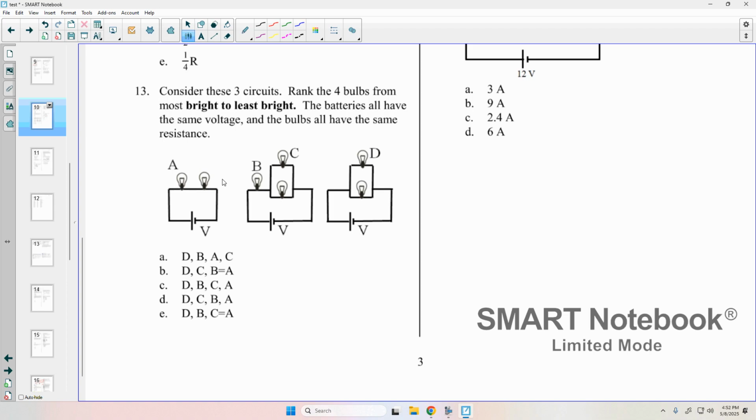All right, rank these from the brightest to least bright. When you're talking about brightness, you're talking about power, okay? And power, I know, is V squared over R. So I want to rank them in terms of their voltage. Let's see, I know that this one has a voltage V. I know that this one over here has a voltage V over 2. So I know that D is bigger than A. That doesn't help me much. And then B and C.